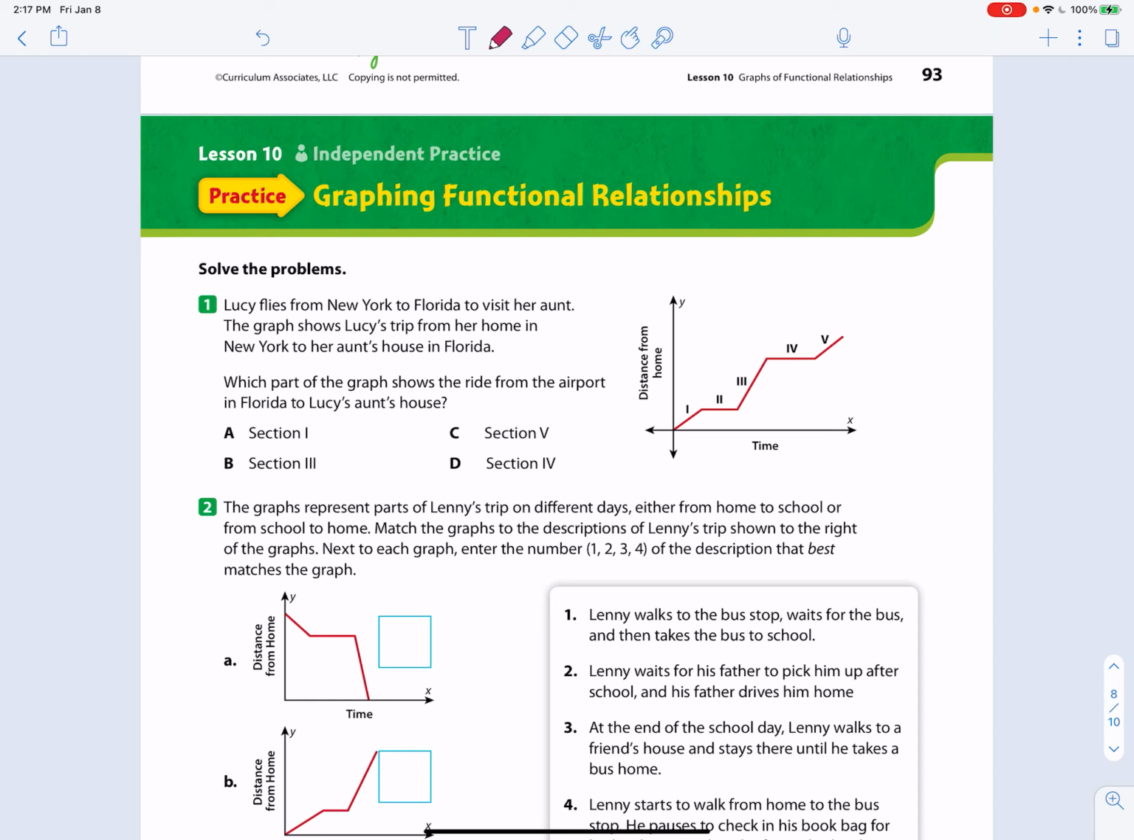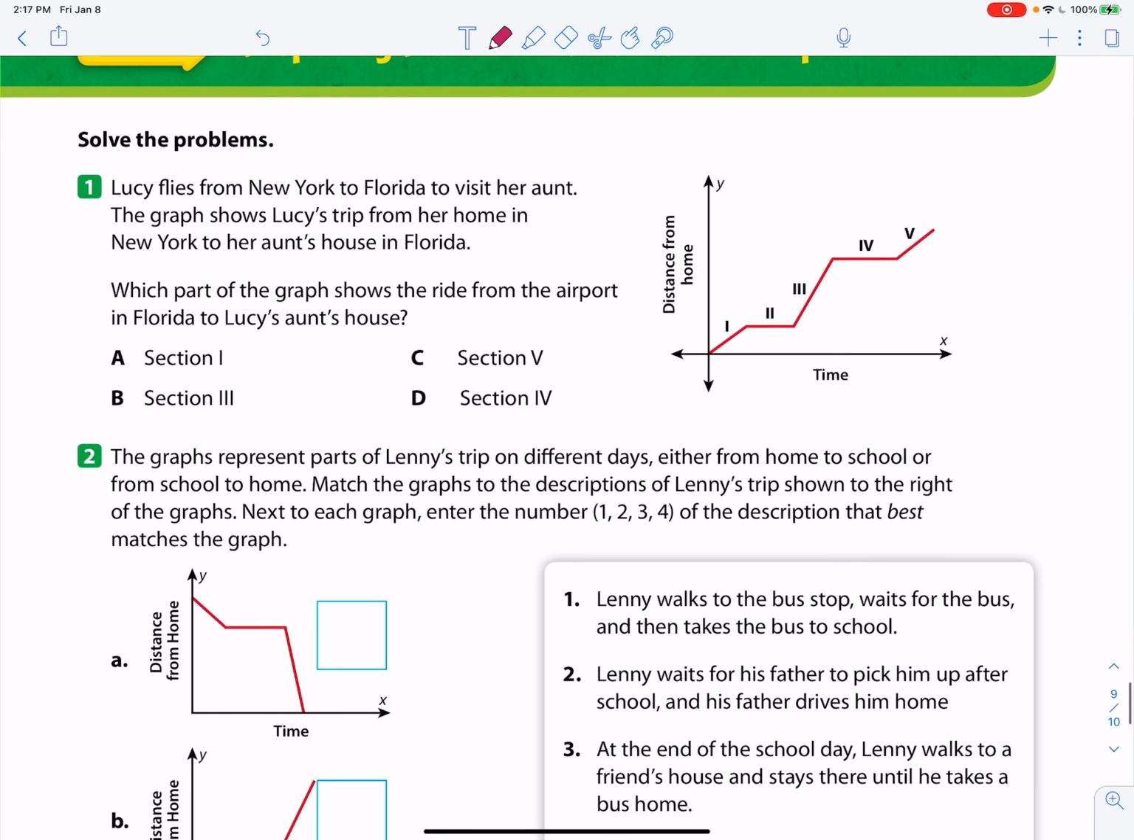All right, we've reached the final day, lesson 10, day 5, graphing functional relationships. Number 1: Lucy flies from New York to Florida to visit her aunt. She starts off from New York, of course, and then goes to Florida. So at the beginning, we should have New York. At the end, we should have Florida. This part here definitely should be Florida. This part here should have something to do with New York. All right, to visit her aunt.